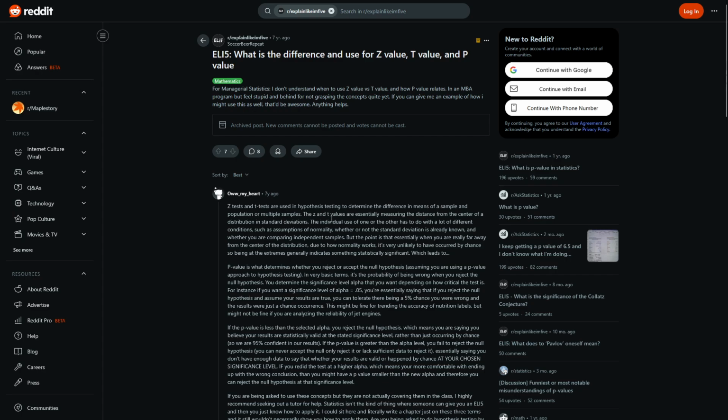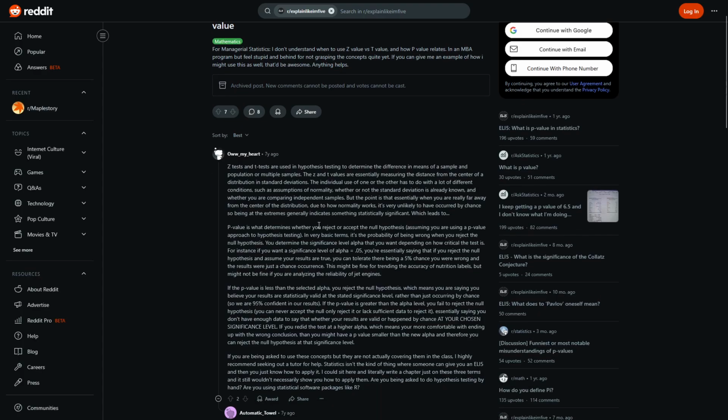The individual use of one or the other has to do with a lot of different conditions, such as assumptions of normality, whether or not the standard deviation is already known, and whether you are comparing independent samples. But the point is that essentially when you are really far away from the center of the distribution, due to how normality works, it's very unlikely to have occurred by chance. So being at the extremes generally indicates something statistically significant.